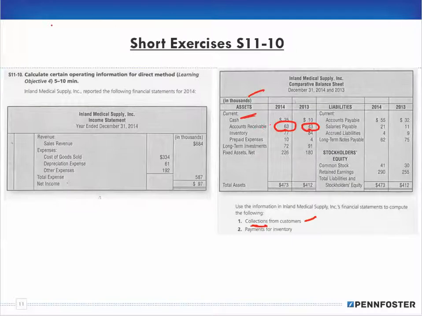You can't just go and say 63,000 less 43,000 gives me, oh, I collected $20,000. That's not how accounts receivable works, and that's not how you're going to get that number. You have to start thinking about the totality of the concept.